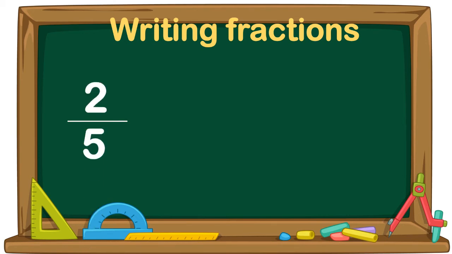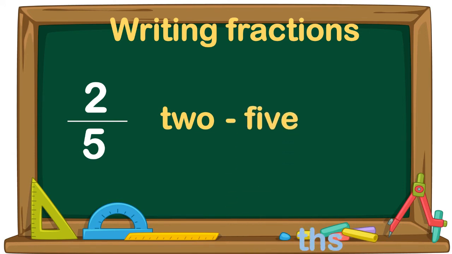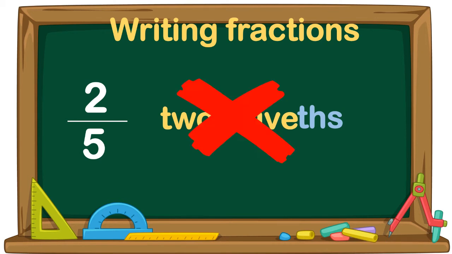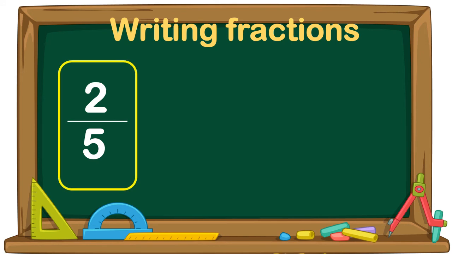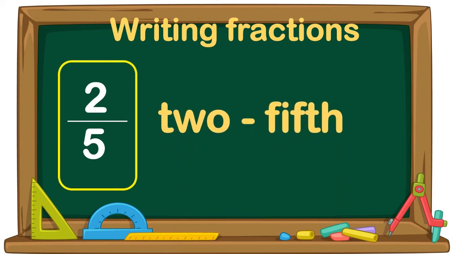One more. I have number 2 and number 5. Two and five. Then I add THS. This is wrong. With this fraction, I have to write two fifths. This will happen when I have the number 5 down.